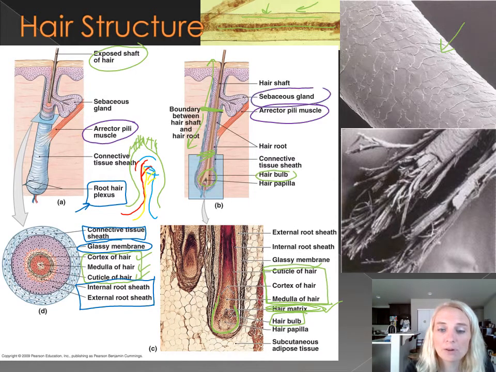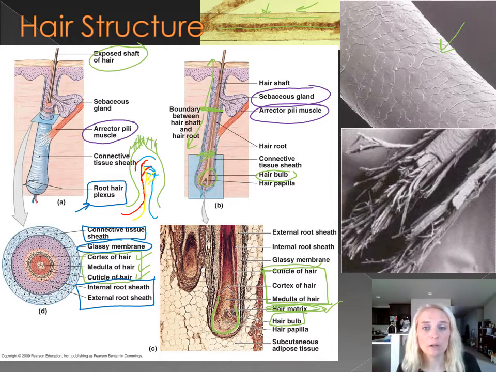The next thing I wanted to point out is a sebaceous gland, which we'll talk more about in our gland mini lesson.